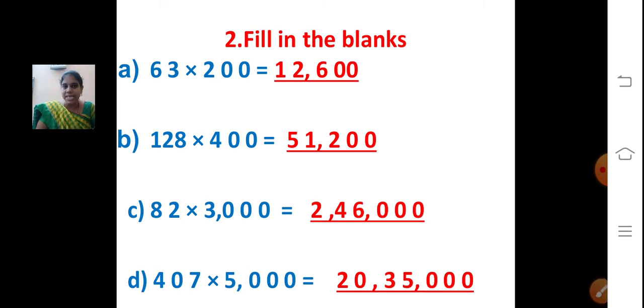51,200. C sum. 82 into 3,000. 82 into 3,000. What you have to do? Place 3 zeros at the last, and 82 you are going to multiply by 3. 82 into 3. 3 2s are 6. 8 3s are 24. So the answer is 2,46,000.